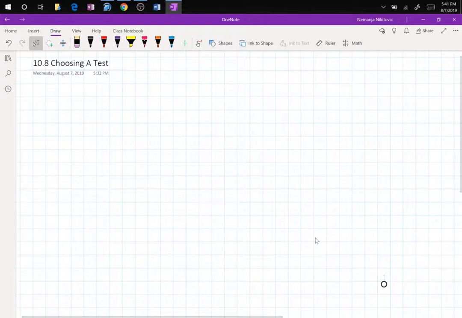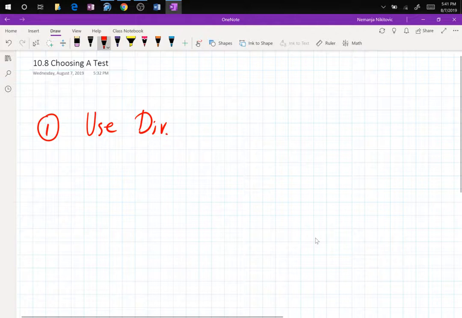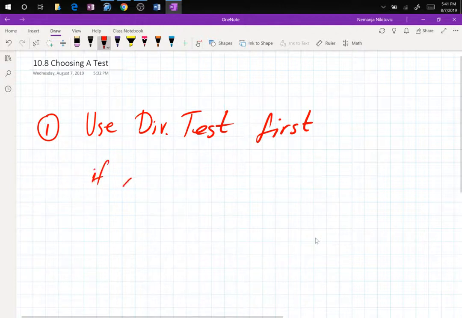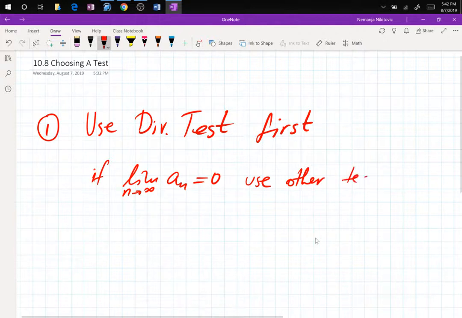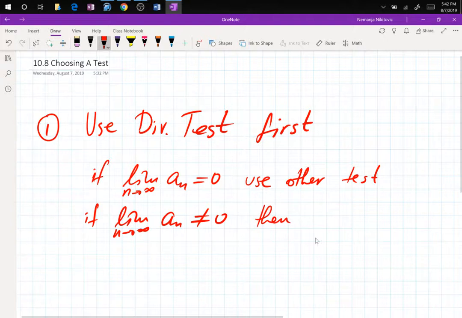So when you are talking about choosing a test, number 1 here in red, in blood, use the divergence test first. If the limit of a_n is equal to 0, use another test. But if the limit as n goes to infinity of a_n is different than 0, then the series a_n diverges and you are done. So that's number 1.